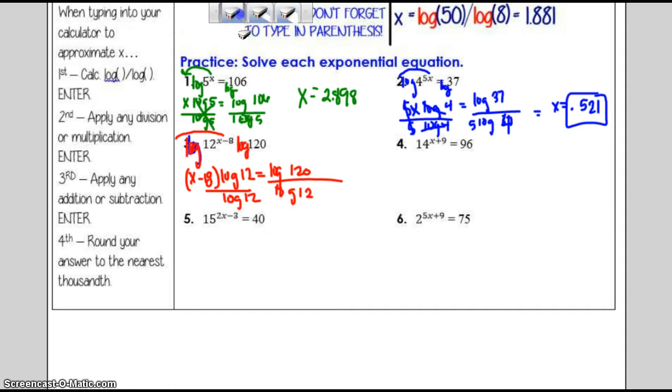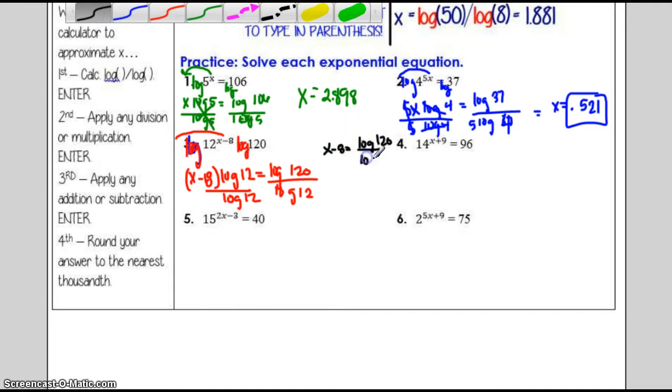All right, so right now, what do we have? Let's write that out. Up here we have x minus 8 equals log 120 over log 12. So in order to get rid of this 8, we have to add it. And so we're going to add it out here to the side after we divide those two things. So we're going to take our log and divide it, and then we'll add 8 to get our final answer on that one, which is 9.927.